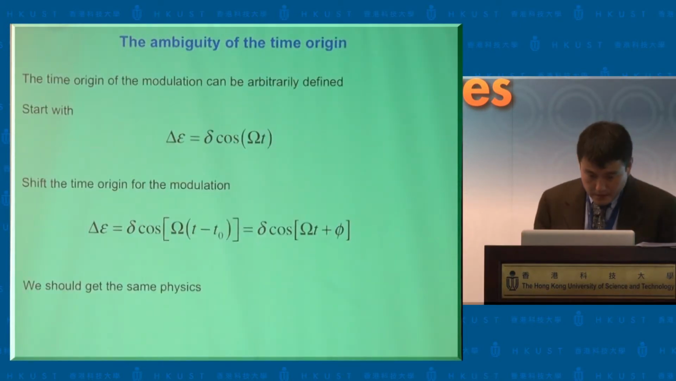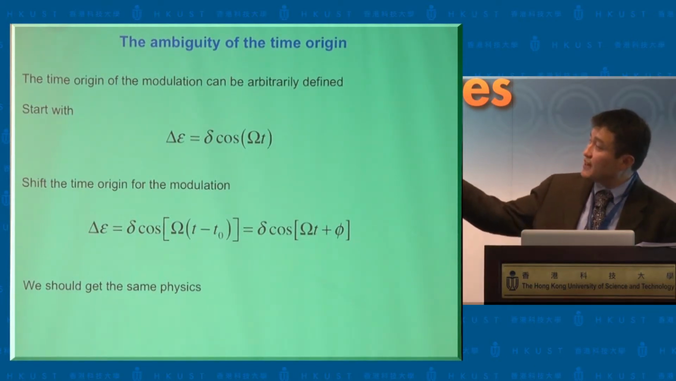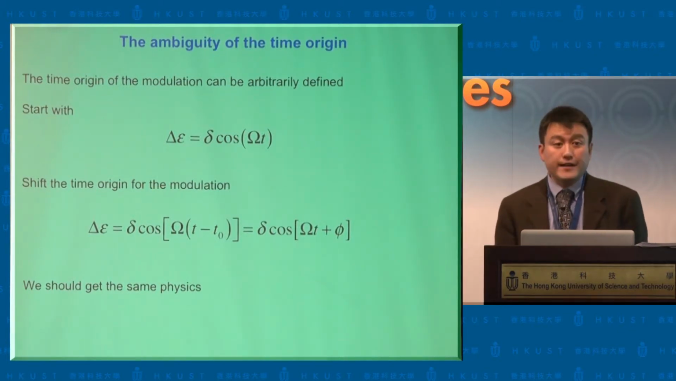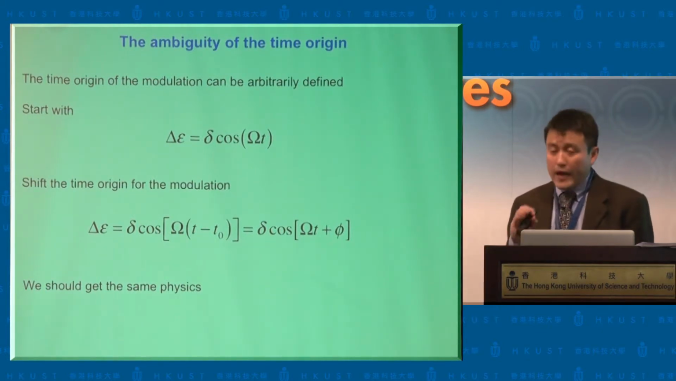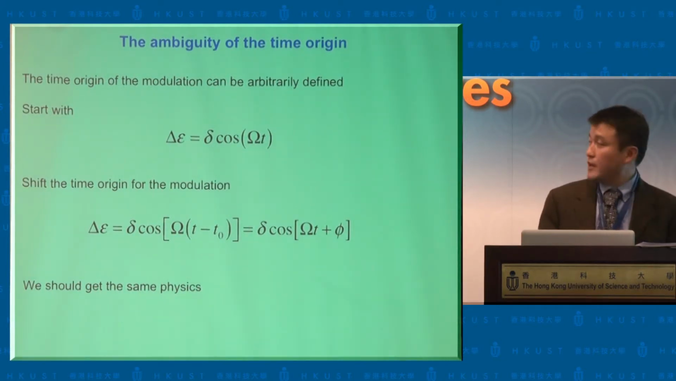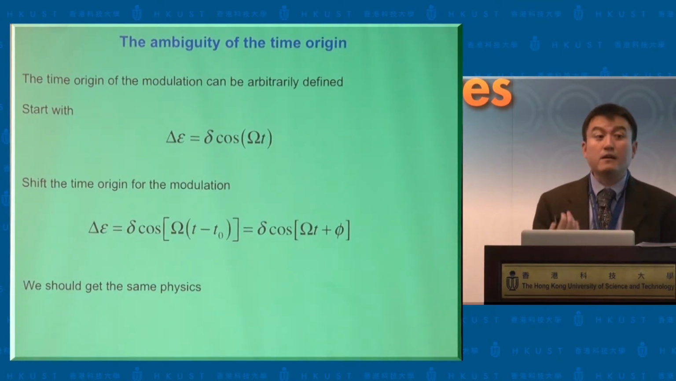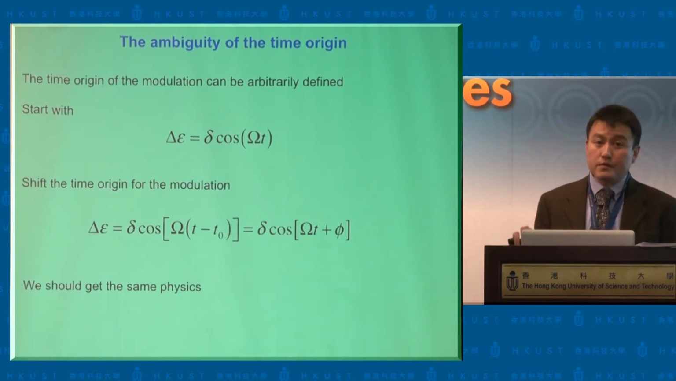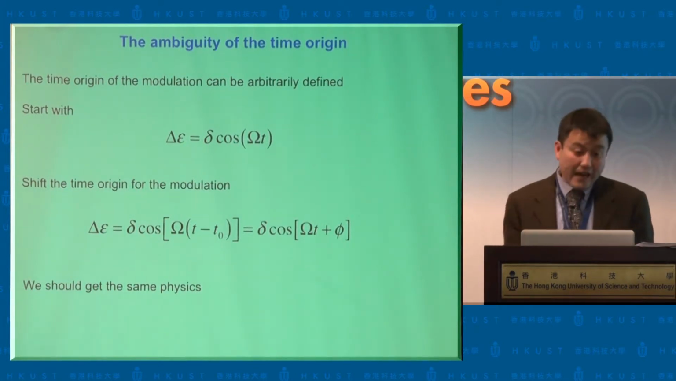Now, one interesting thing about this modulation, if you stare at it, is that we have actually arbitrarily set the modulation phase to be 0. Okay? And that basically says that we have chosen a particular time origin to measure the modulation phase. Now, the physics, of course, should not depend upon the choice of time origin. And so you can choose a different time origin. You will have a different modulation phase, but you should get the same physics.